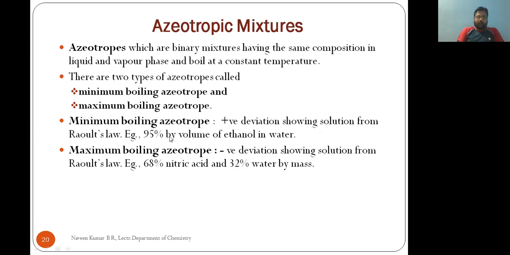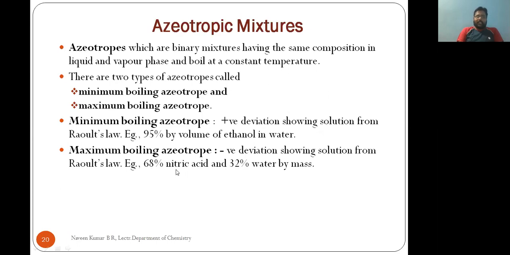A simple example: 95% by volume of ethanol in water, that is, 95 ml of ethanol mixed with 5 ml of water. In this composition, both in the solution phase as well as in the vapor phase, the ethanol and water composition is the same. Hence, they boil at a constant temperature and form a constant boiling binary mixture, that is, an azeotropic mixture. In the azeotropic type, this is a minimum boiling azeotrope. If we take another example, 68% of nitric acid in water by mass.